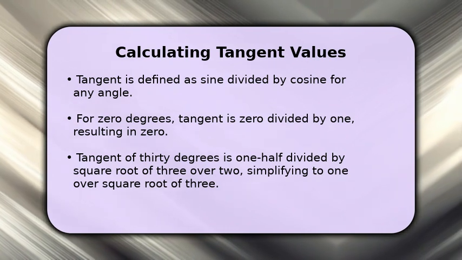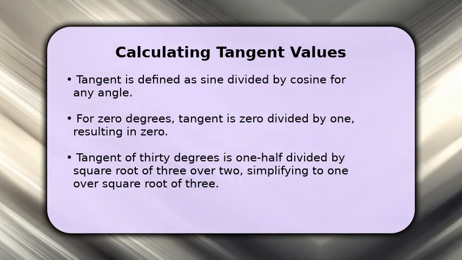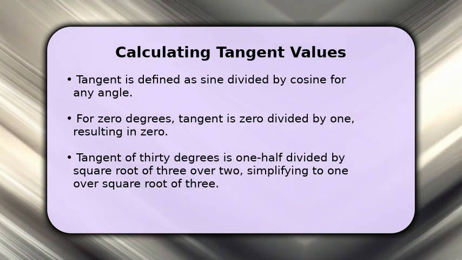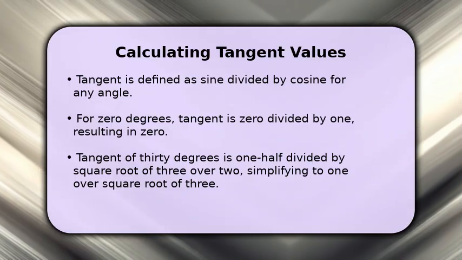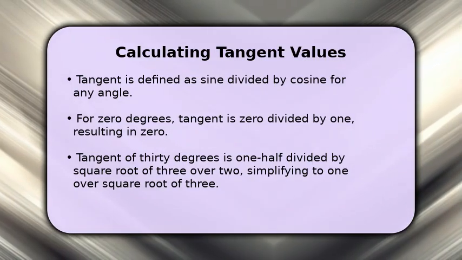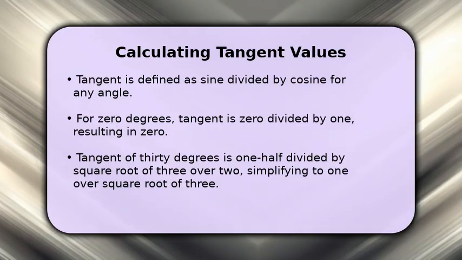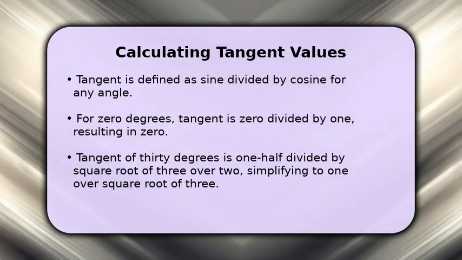of 3. Tangent of 45 degrees is 1, since its sine and cosine values are identical. Be careful with tangent of 90 degrees. It's undefined because you would be dividing by 0.